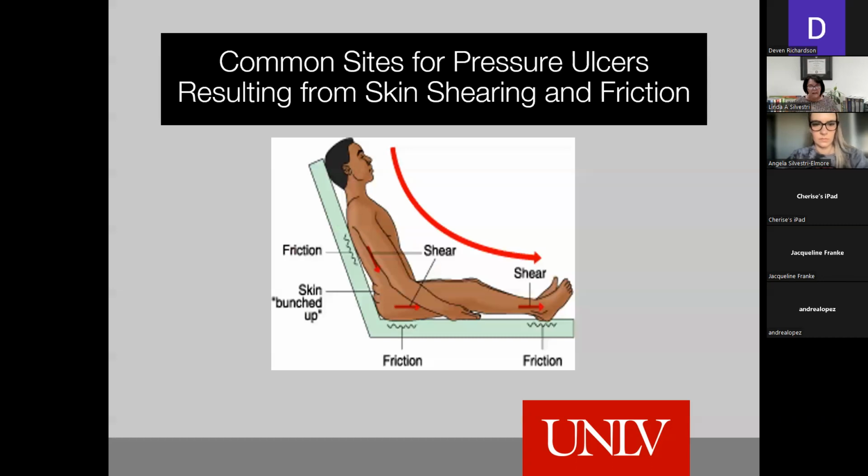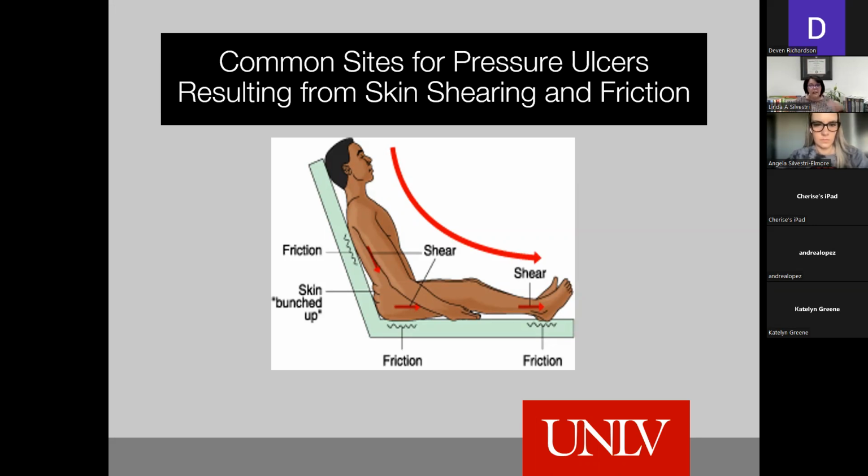Okay, on our next slide, here are some common sites for pressure ulcers. We'll call them pressure injuries now, resulting from the skin shearing and the friction. So what you want to keep in mind is any area where friction will be caused on your client who is in bed or in a chair or whatever is a risk area for developing a pressure injury. So really keep that in mind.